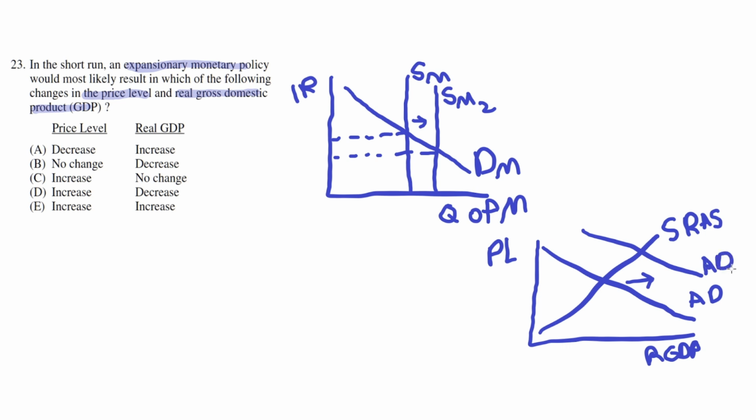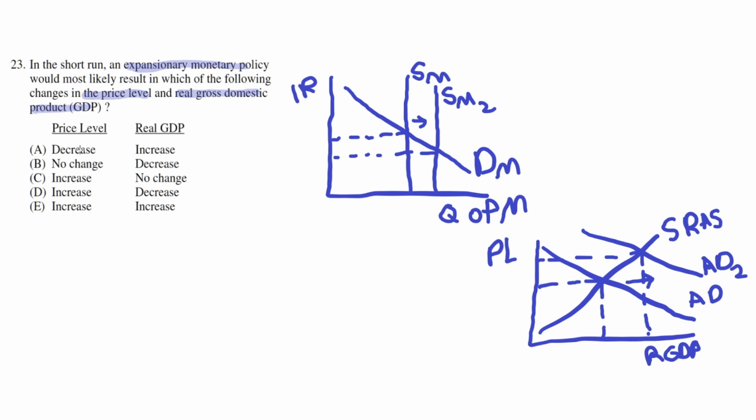resulting in the second aggregate demand curve. Because of that, we can see that the real GDP, which was originally here, has now increased to this level. So there's an increase in real GDP, and the price level, which was initially down here, now increases to up here. So there's an increase in price level as well.